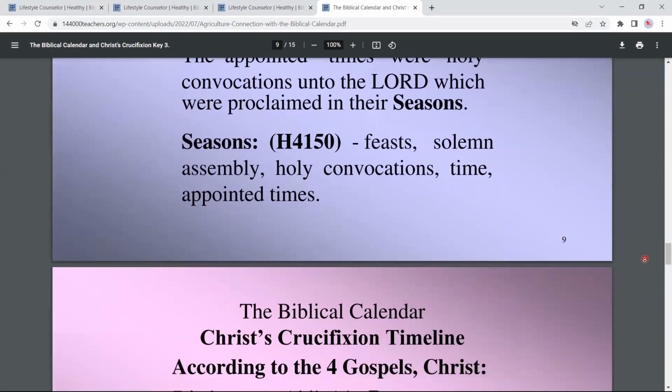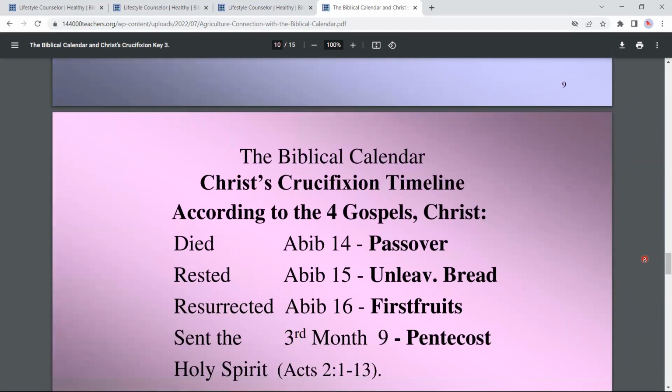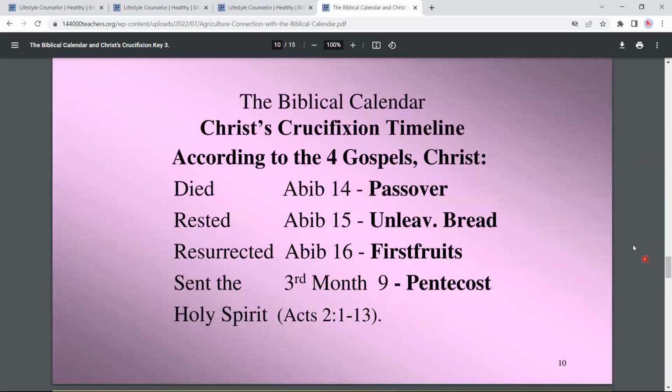The biblical calendar and Christ's crucifixion timeline. According to the four Gospels, Christ died on Abib 14, or first month on the 14th at Passover, rested on the 15th on unleavened bread, resurrected on the 16th at first fruits, and sent the Holy Spirit on the 3rd month on the 9th, and this was Pentecost, according to the book of Acts, chapter 2, verses 1 to 13.